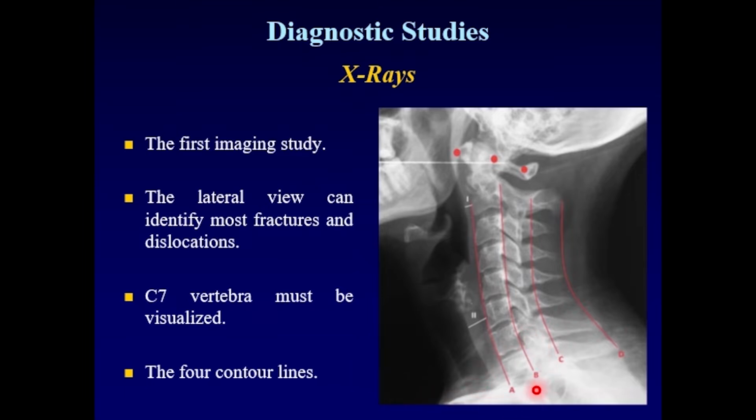It's also very important to delineate the 4 contour lines: one anterior to the vertebral bodies, the other posterior to the vertebral bodies, the third at the base of the spinous processes, and the 4th at the tip of the spinous processes. If there is any interruption in any of these lines, this can detect an injury to the cervical spine.